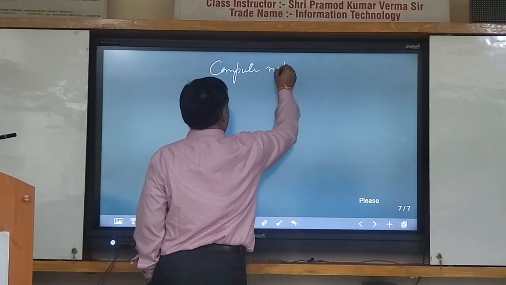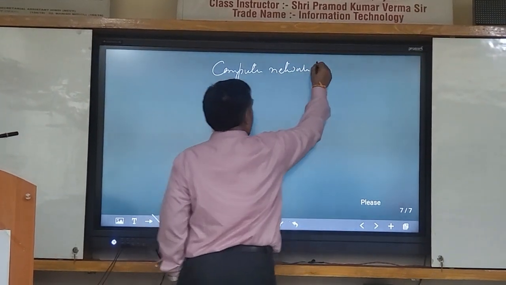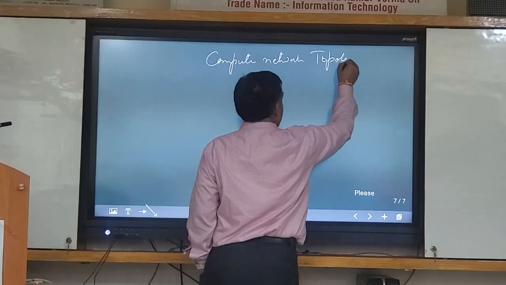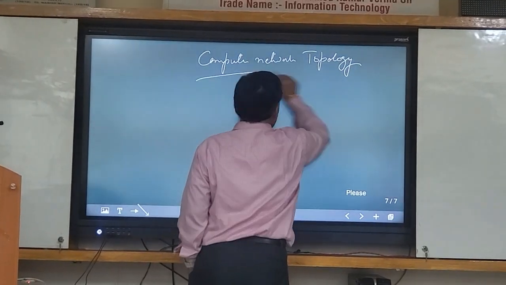Computer network topology. It is our new topic.